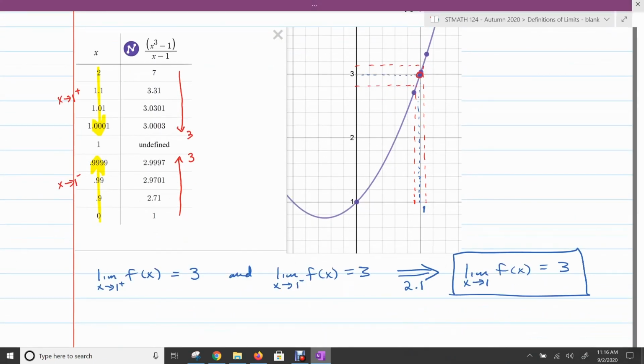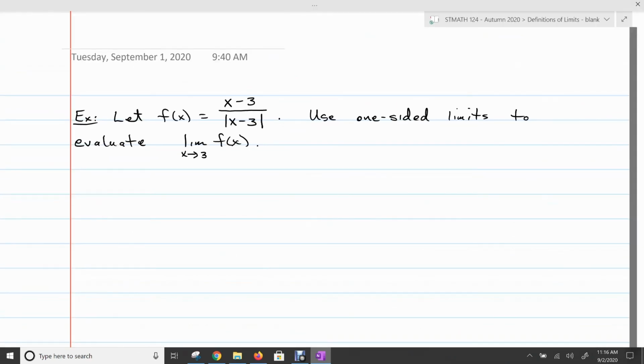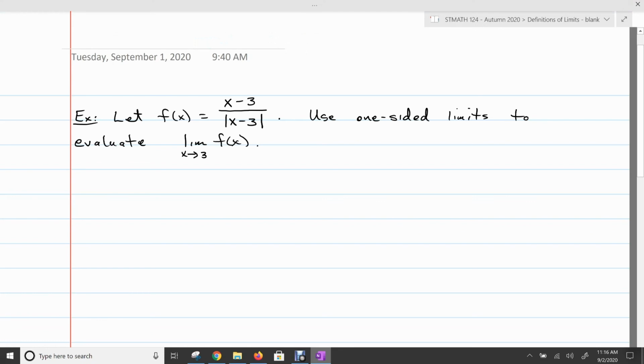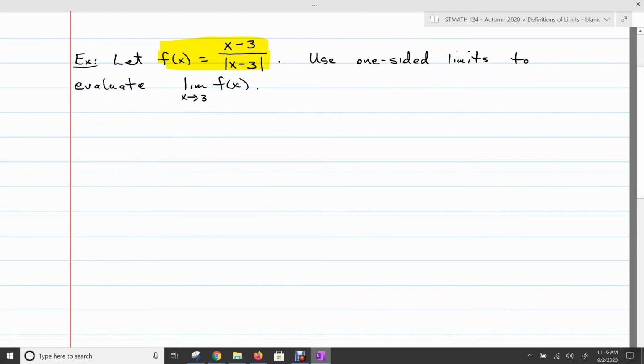Let's do a couple more examples with this one-sided limit idea. Oh, here's a weird one. I want to use one-sided limits to evaluate this limit as x approaches 3 of this function, which is x minus 3 divided by the absolute value of x minus 3. Let's use the technology to help us out again here too. Very soon we'll be able to handle this algebraically, but for now we'll use the computer to help us out.